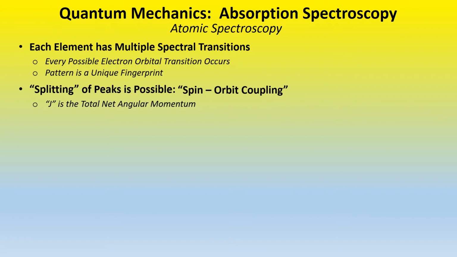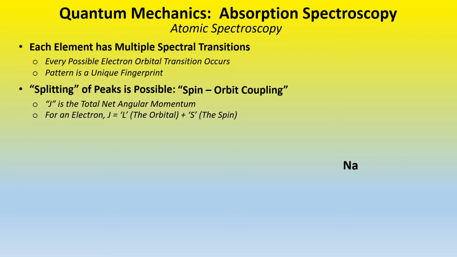J, which you have seen before in terms of molecular rotation, is the quantum number for total net angular momentum. For an electron, J equals L, the orbital, plus S, the spin.